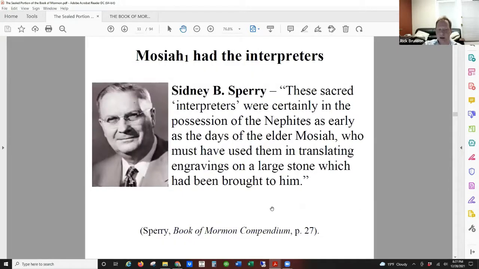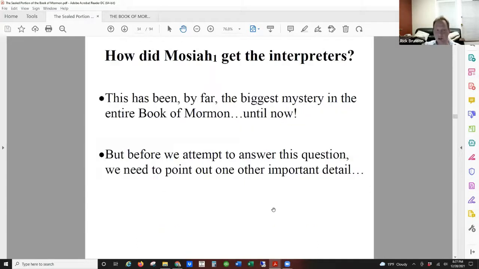So Sidney B. Sperry, LDS scholar, said, "These sacred interpreters were certainly in the possession of the Nephites as early as the days of Elder Mosiah, who must have used them in translating engravings on a large stone which had been brought to him."